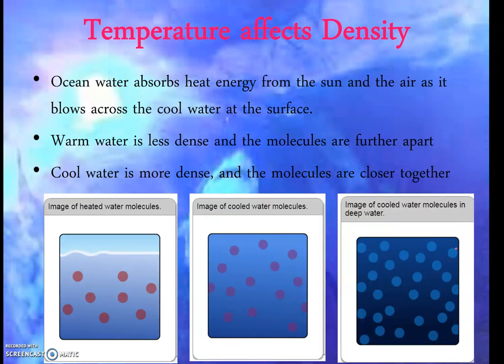Next, we're going to talk about how temperature affects density. The more things heat up, the less dense they are. So ocean water absorbs heat energy from the sun and the air as the air blows across the cool water at the surface. Warm water is less dense, and the molecules are further apart. As the water gets colder and deeper, the cold, more dense molecules bunch close together, as you can see in this picture here on the right.